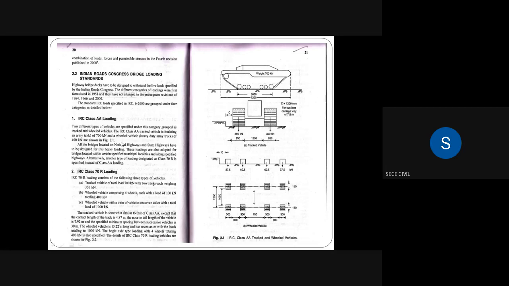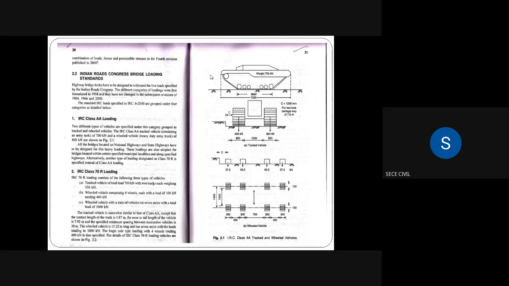Then there are different types of loading. IRC class 70R loading means a tracked vehicle of total load 700 kilonewton with two tracks each weighing 350 kilonewton; a wheeled vehicle comprising four wheels each with a load of 100 kilonewton, totally 400 kilonewton; and a wheeled vehicle with a train of vehicles on seven axles with a total load of 1000 kilonewton. This is IRC class 70R loading. Now we are dealing only with IRC class AA loading.